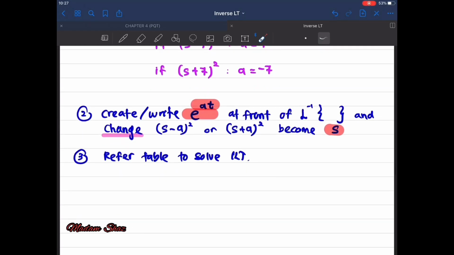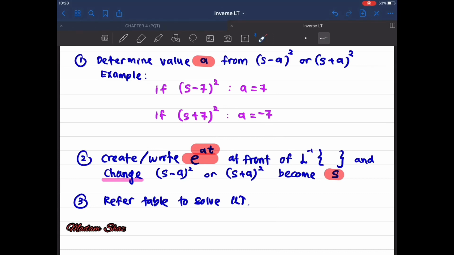Step number 2, write exponent at at the front of the Laplace inverse curly bracket, and then you have to change the position of s minus a the power of 2 or s plus a with the power of 2 to become s. The same thing here depends whether you have power 2 or whatever power here. Step number 3, refer to the table of the Laplace transform in order to solve the inverse Laplace transform. So these are the steps that you have to follow in order to solve the inverse Laplace transform by using the first shift property.